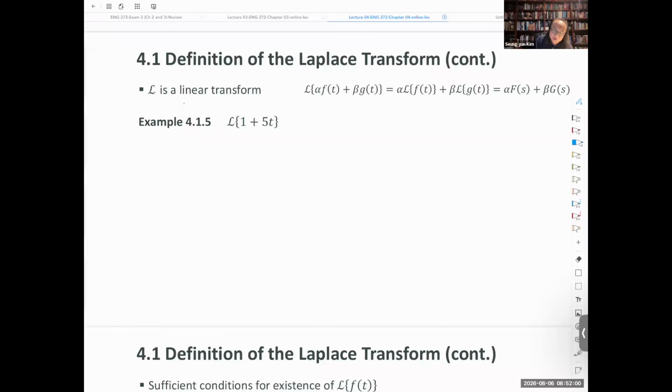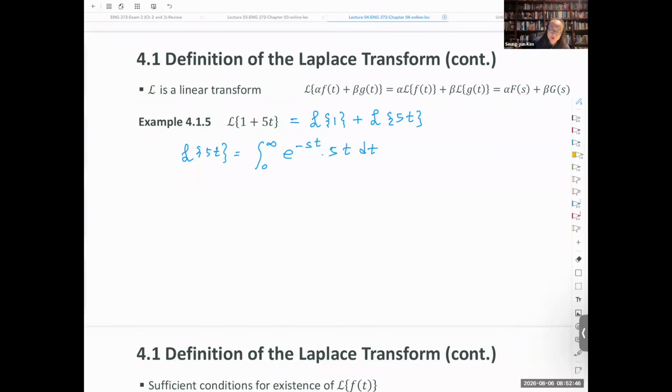The Laplace transform is a linear transform, meaning if you have a plus or a minus in different terms, you can separate them and add or subtract them together. So this is basically the same as the Laplace transform of 1 plus the Laplace transform of 5t. We already did 1. I'm just going to do the Laplace transform of 5t here. That is the integral from 0 to infinity of e to the negative st times 5t dt.